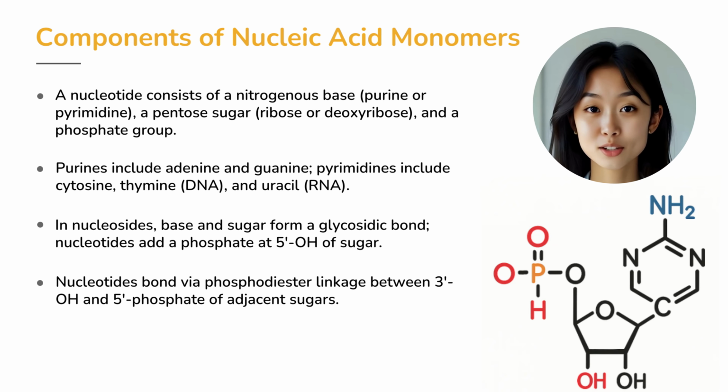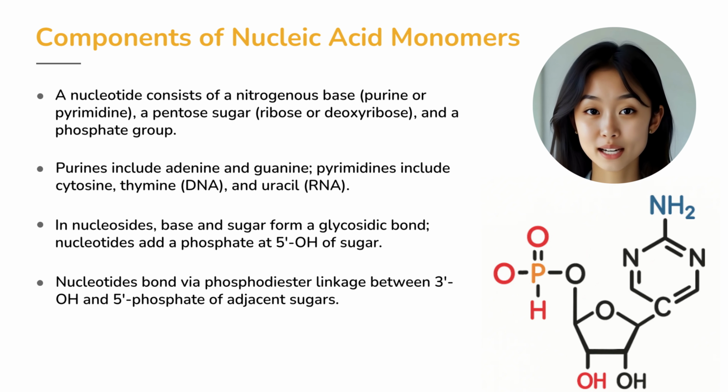Thymine hangs out exclusively in DNA, but RNA swaps it out for uracil. Next up is the pentose sugar, ribose in RNA and deoxyribose in DNA. The main difference? Deoxyribose is missing 1 oxygen atom, giving DNA its deoxy prefix. Last but not least, there's the phosphate group.